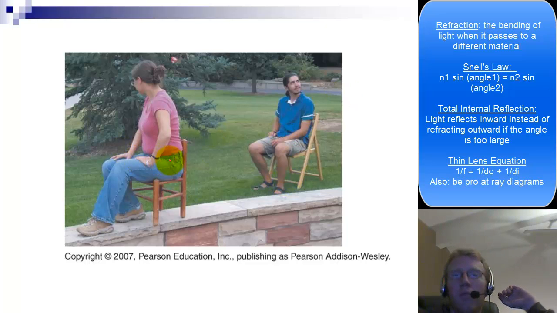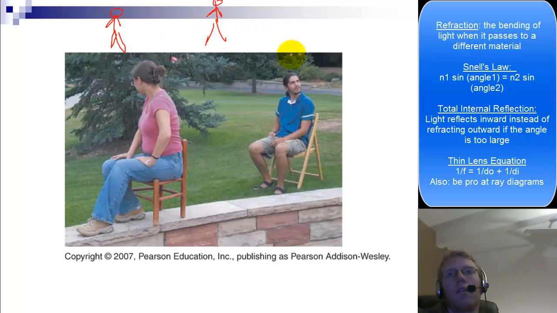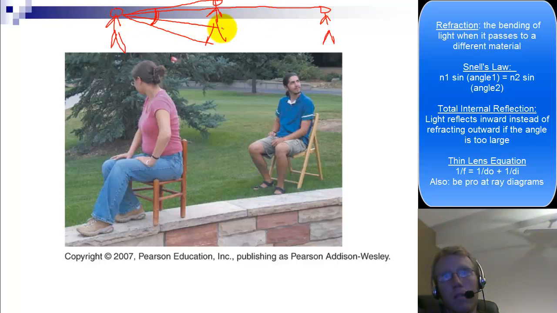One of them is closer than the other one, and so the angular size that you see when something is close, say you're standing right here, and there's another person standing right here, and then there's another person standing right here. In order to see this person, you look at that angle, and that's how big they look. In order to see this person, you look at that angle.